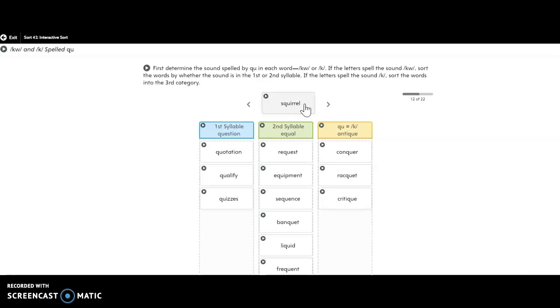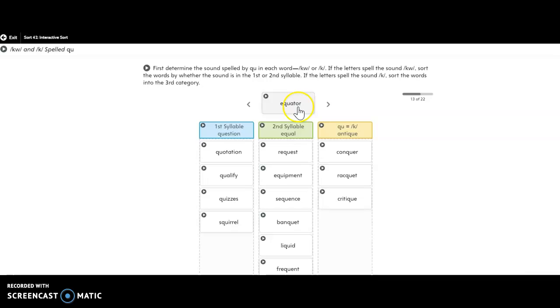Again, I know that my mouth is making the shape of a W when I say squirrel. So I know it's not this one. The question now is, is this in the first or the second syllable? Squirrel. That would be the first. So we'll stick it over here.